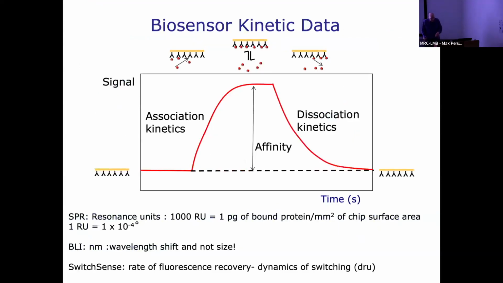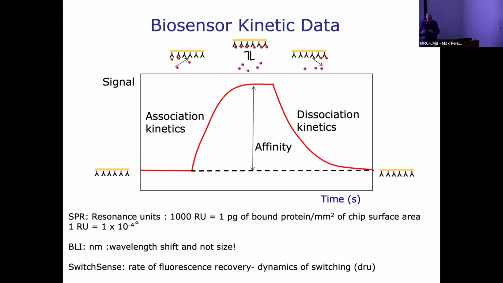Okay, so all these different techniques, you're going to see these kinds of curves. So you're going to get an association curve and then a dissociation curve. The units for SPR are called resonance units, and that relates to the angle, and that then relates also to how much mass is actually on that surface. For BLI, it's just nanometers. It's not distance, it's not size, it's just this wavelength change. And with switch sense, you can have either fluorescence change or the dynamics of switching.